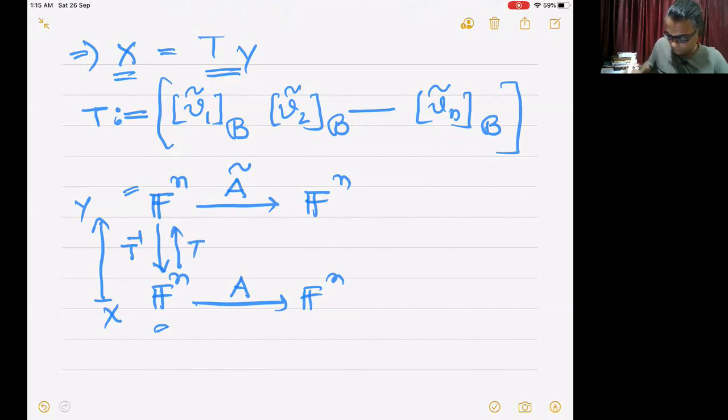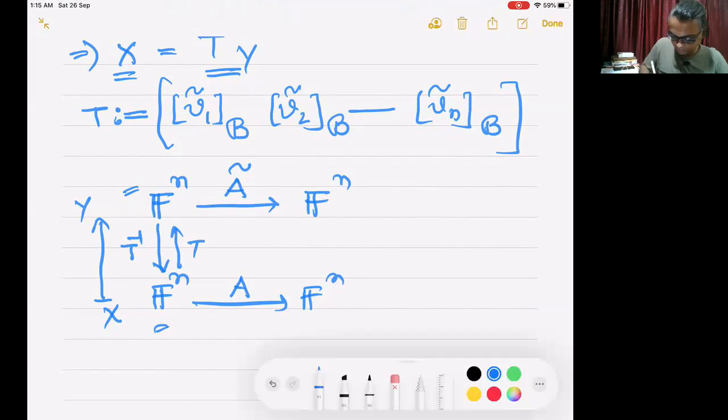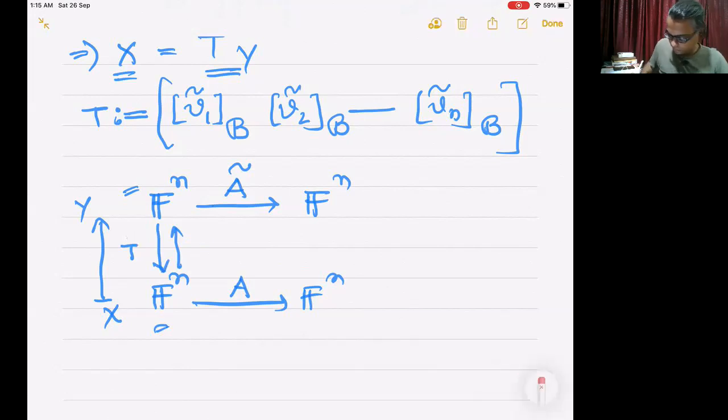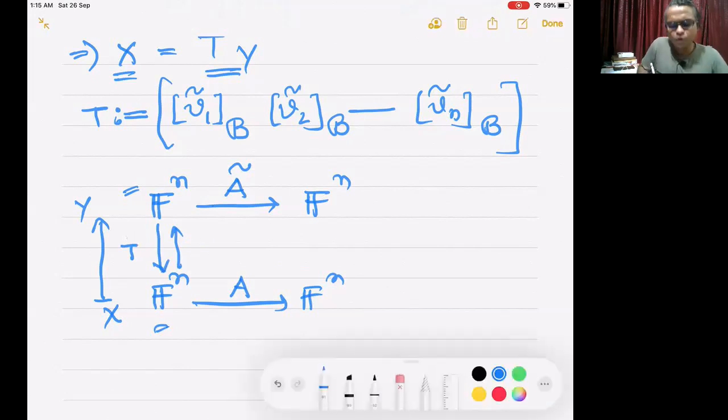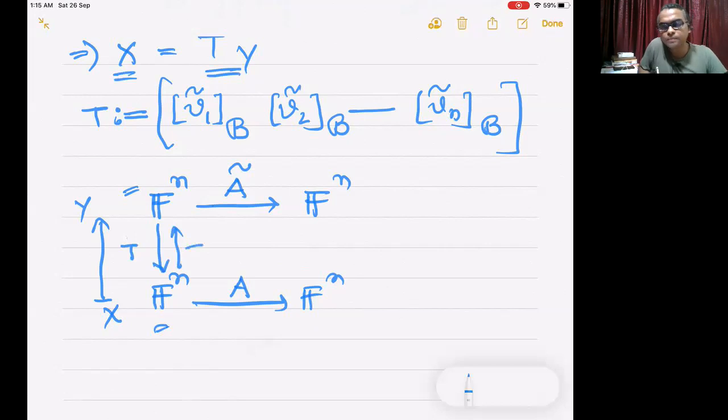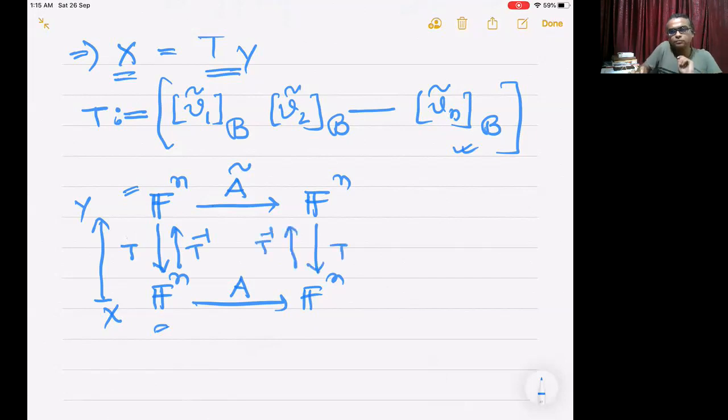Sorry, just the opposite. Yeah. In this direction, from Y to X, we have to multiply Y by T to get this X. So this must be T inverse. Because this is a basis, V1 tilde up to Vn tilde is a basis, this matrix must be invertible. Yeah, here also we do the same thing. In this direction, this is T. In this direction, this is T inverse.